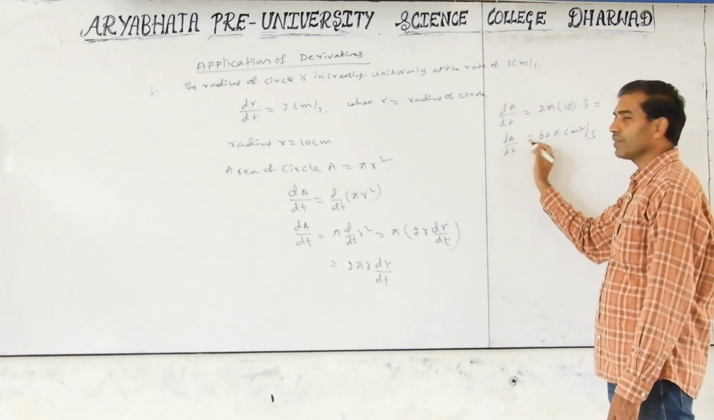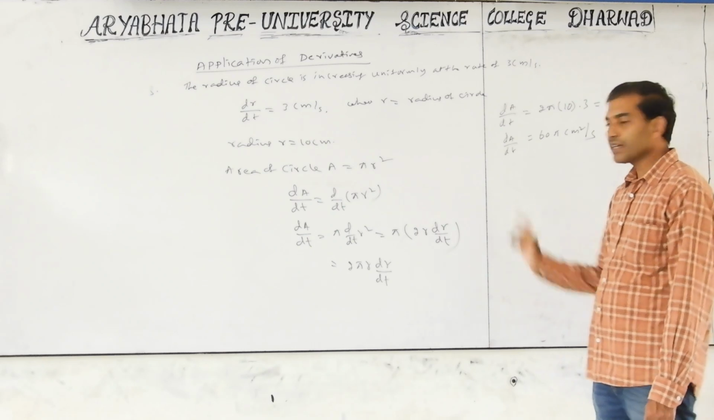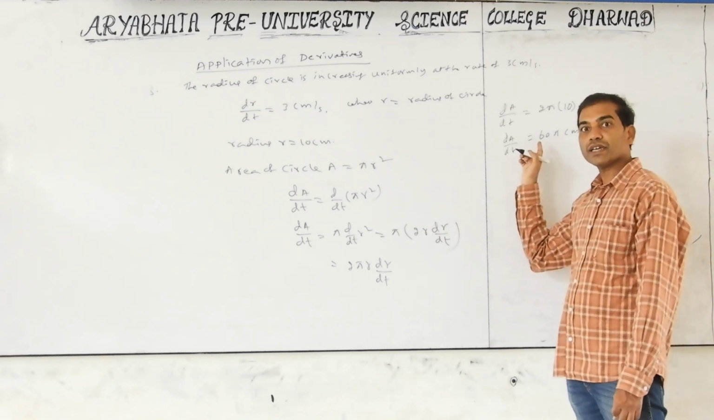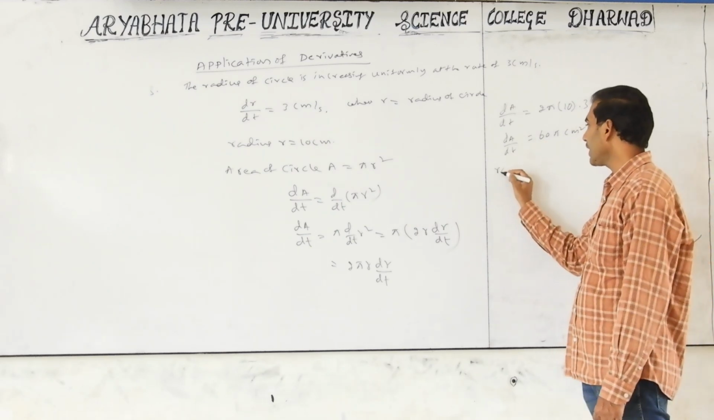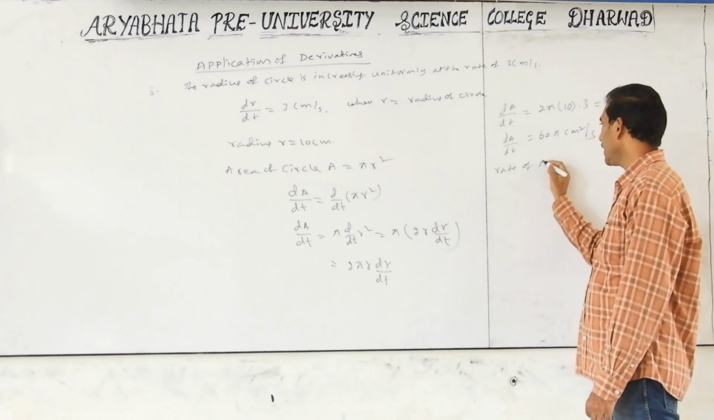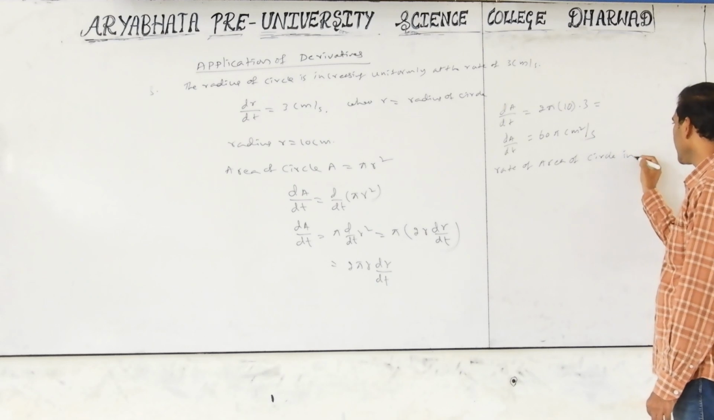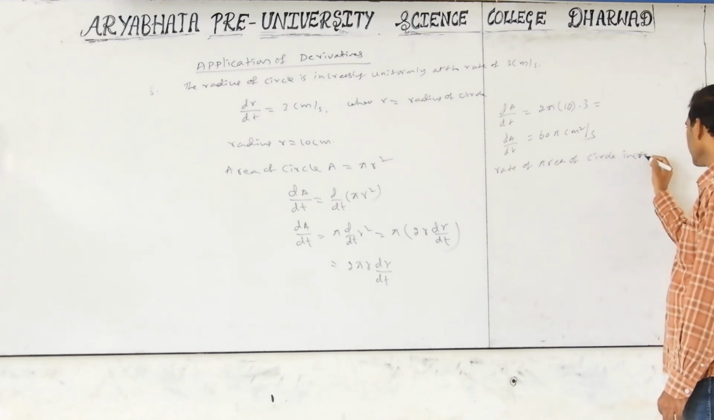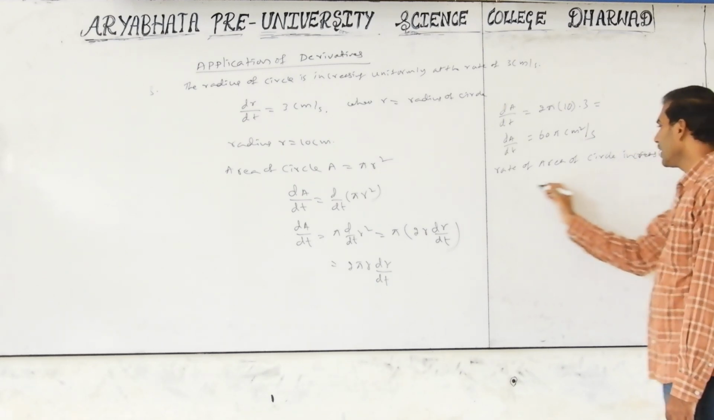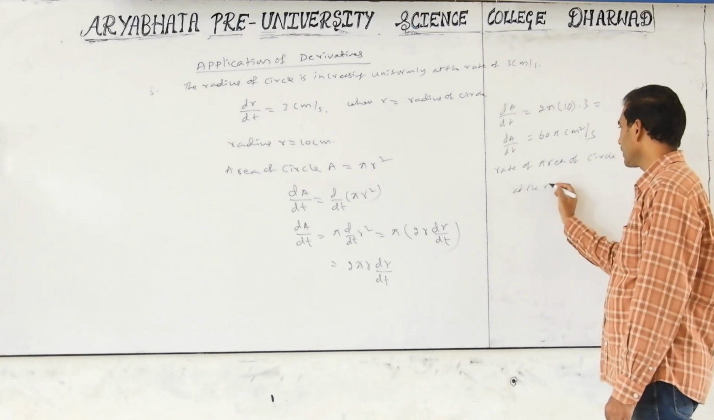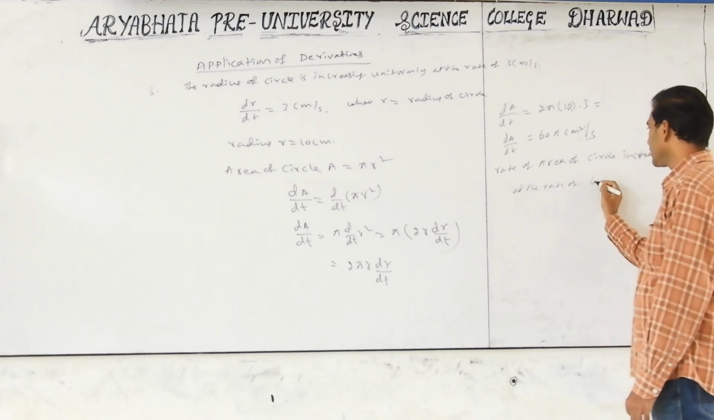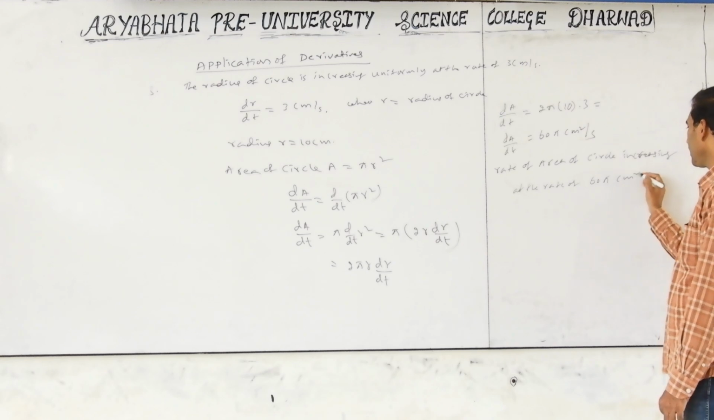Is the rate of the area of the circle increasing or decreasing? Increasing, because it is positive. So the area of the circle is increasing at the rate of 60 pi centimeter square per second.